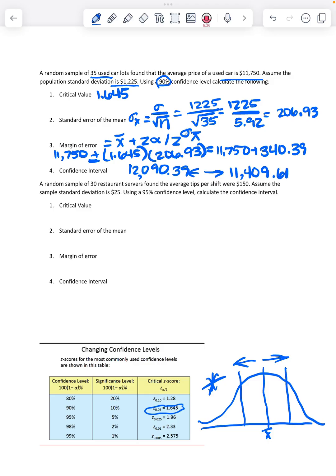And so what you have here, and I'm out of room, so I'm going to put it up here, is 12,090.39 as your upper limit. And I did this backwards. You would have your lower limit first because that's negative. You've got your lower limit with the mean in the middle. Your mean score was 11,750.